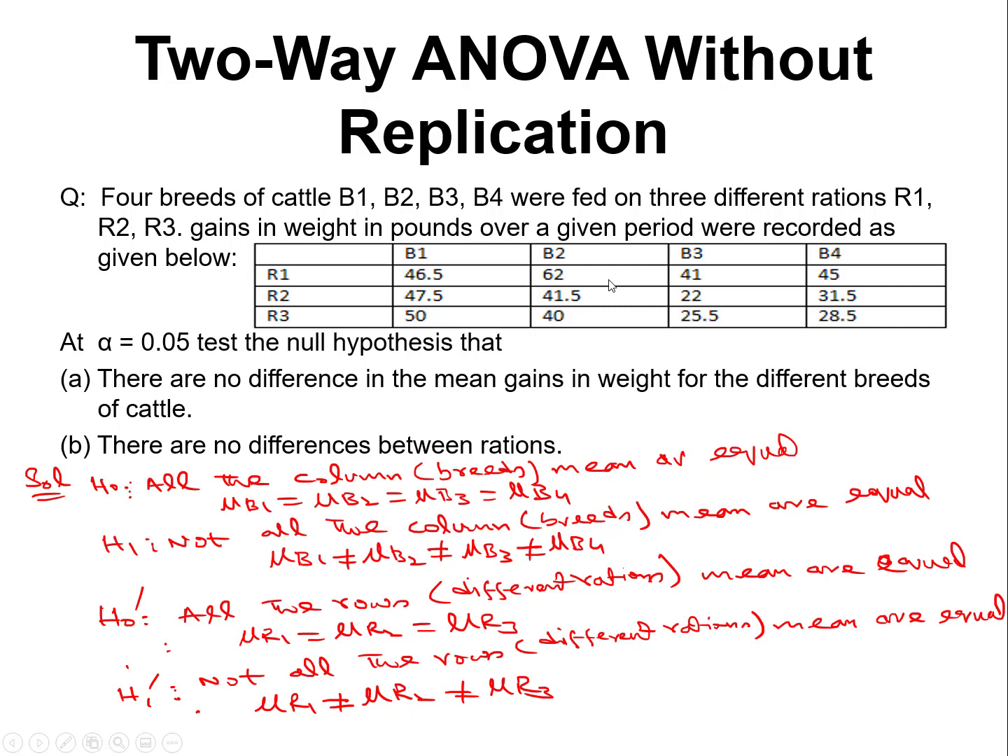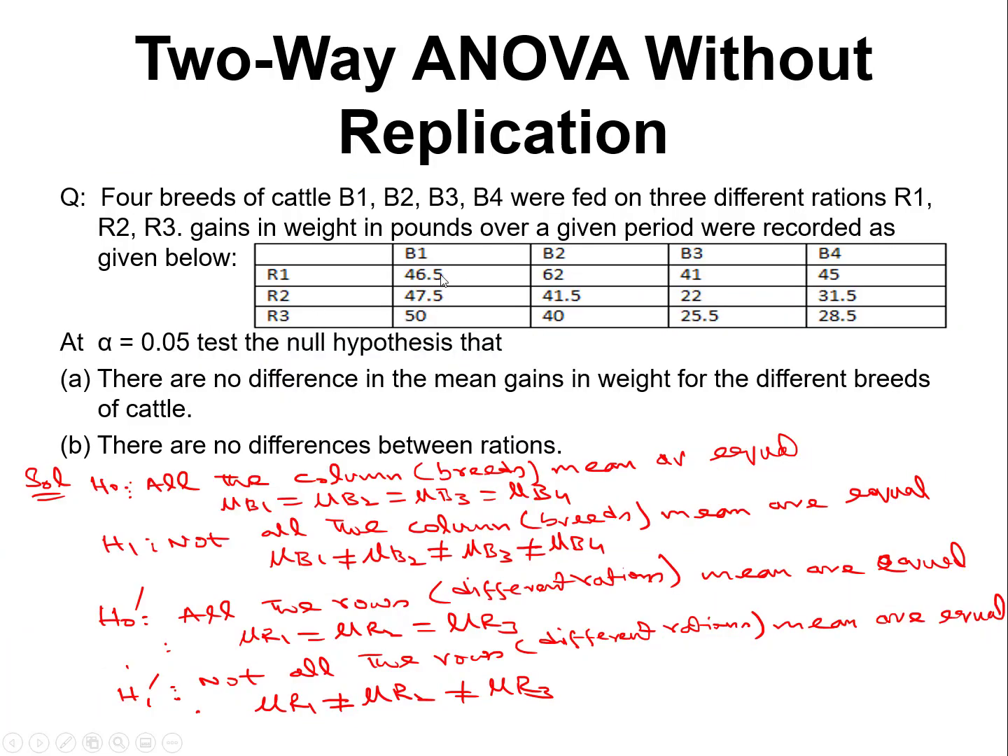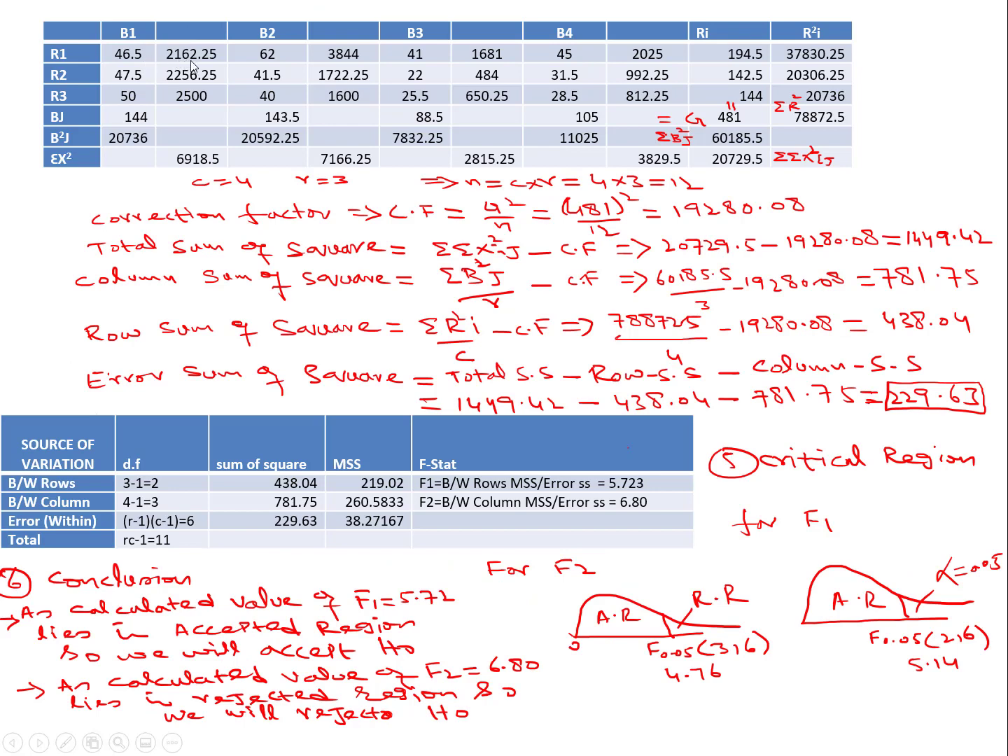It's a little different from the one-way ANOVA, but some specific terms and conditions are very similar. I will discuss how you will construct the total sum of squares, error sum of squares, the correction factor, etc. You can see these are our given breed totals: 46.5, 62, 41 and 45. I just did this calculation, and these are the rations.